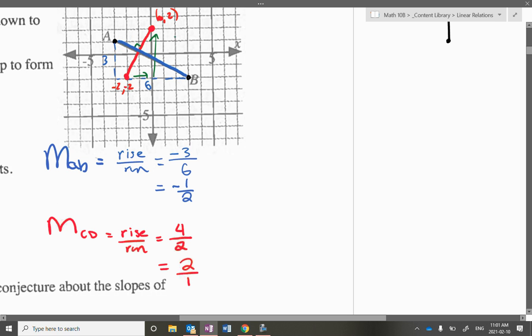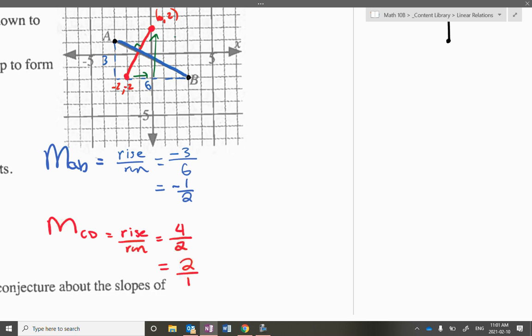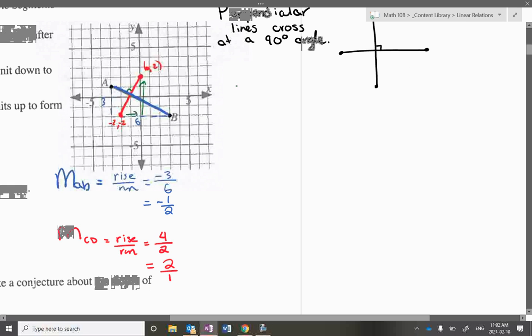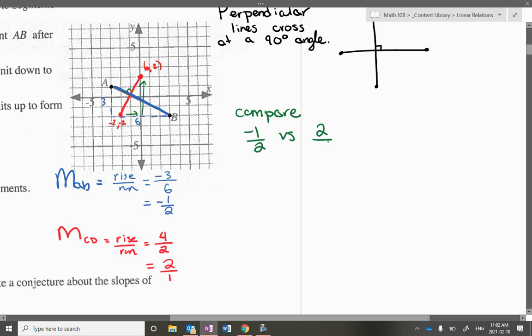Okay, what do you notice about -1/2 compared to 2 over 1? So I want you to take a second right now. This is the trickier part of that investigation. Compare, don't shout it out. I want everyone to have a second. So compare -1/2 versus 2 over 1.